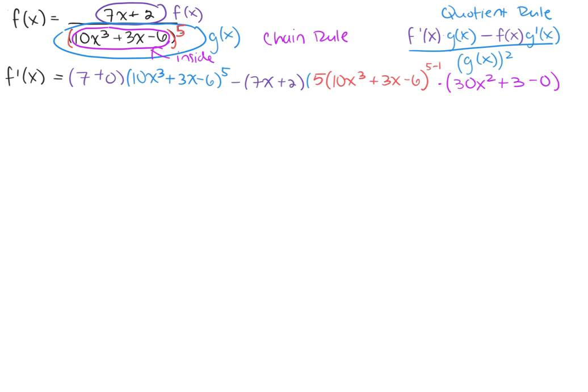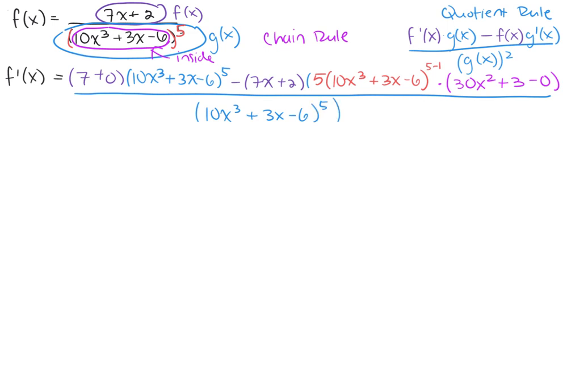Okay, and then let's clean this up. Oh, before we do that, I almost forgot. We're going to divide that whole thing by the square of the denominator. So 10x to the third plus 3x minus 6 to the fifth, and we're raising that to the second power. Okay, now let's clean this up.